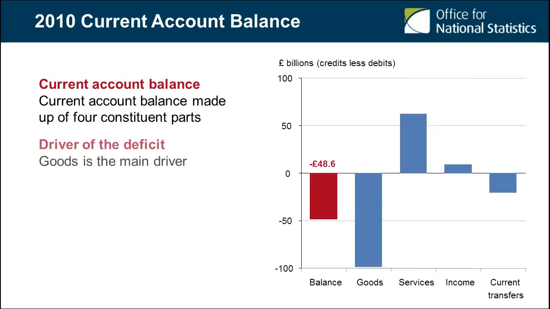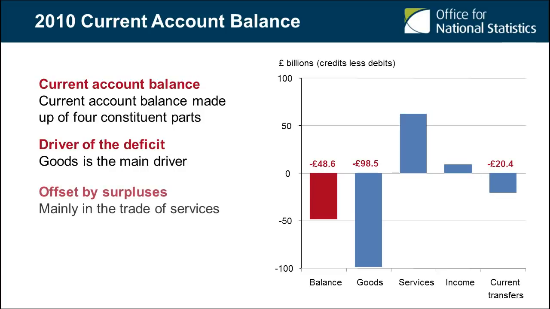We can see that the main driver of the deficit is goods, where the UK imported 98.5 billion more goods than it exported in 2010. There was also a negative contribution to the current account balance from current transfers, where the UK paid 20.4 billion more than it received. These two negatives were partially offset by a surplus in services, in which the UK exported 61.8 billion more in services to the rest of the world than it imported.